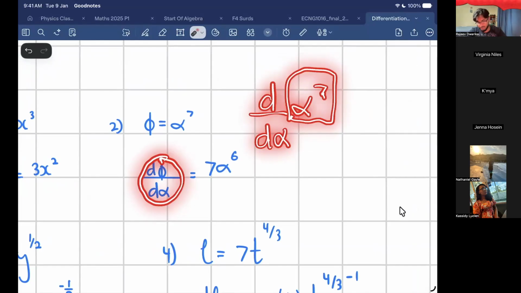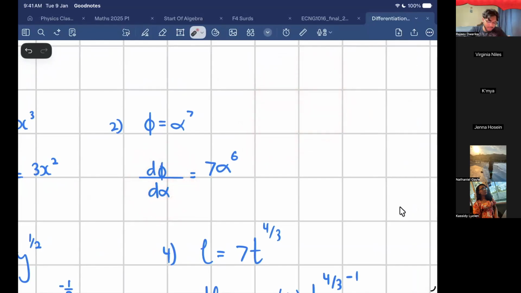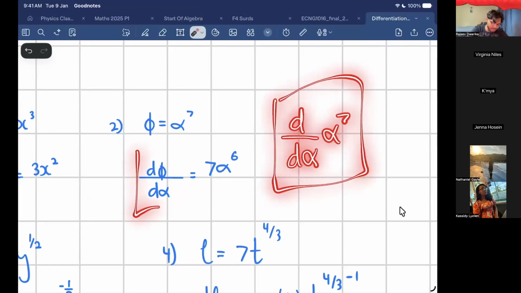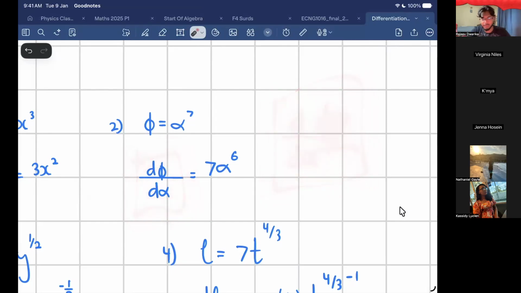Phi. Yeah, phi. So if I wrote d dx alpha to the power 7, you know what, Kamaya? This and this means the same thing. You understand? Because alpha to the power 7 truly is just phi. So it means the same thing, just another way of writing it.